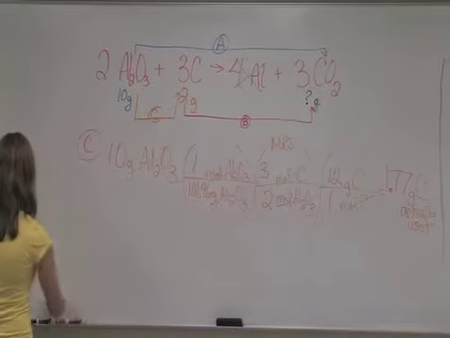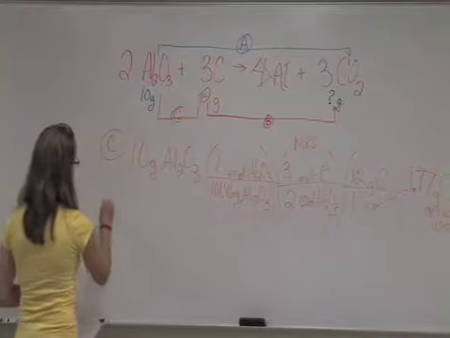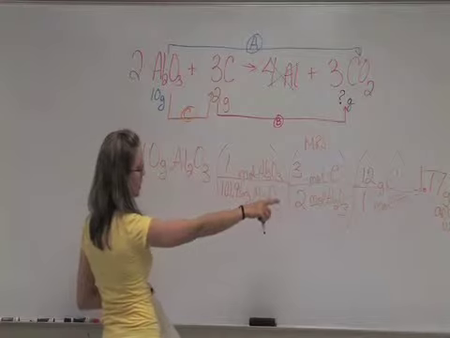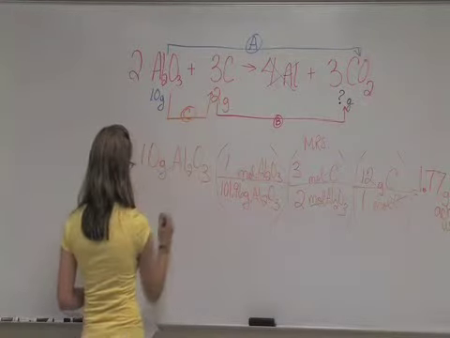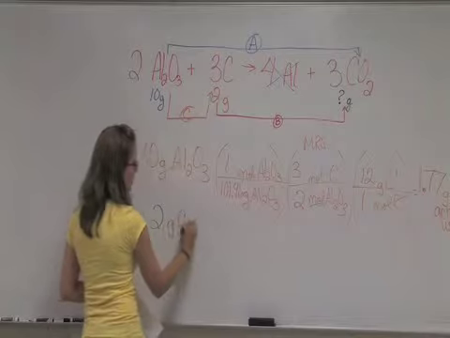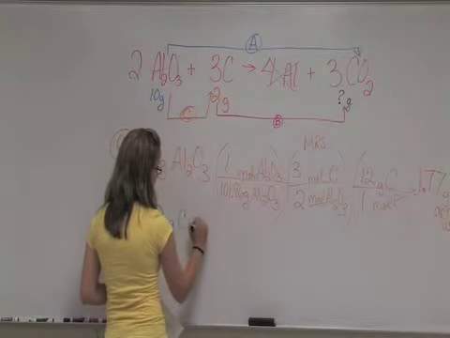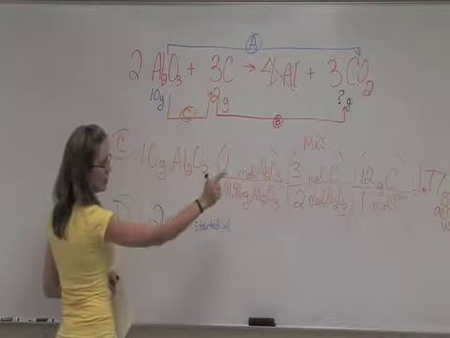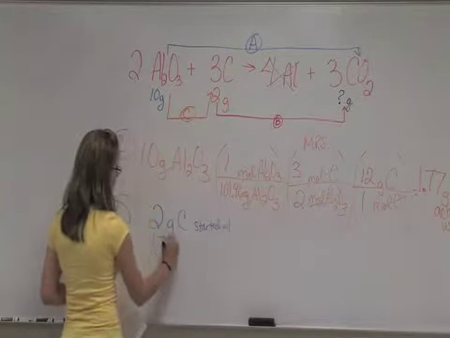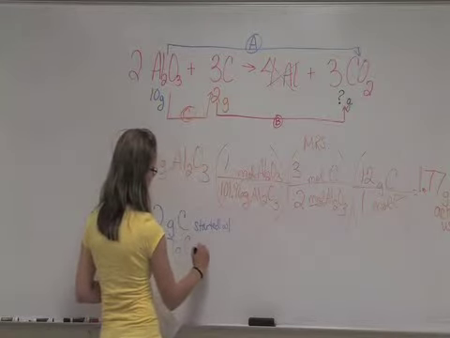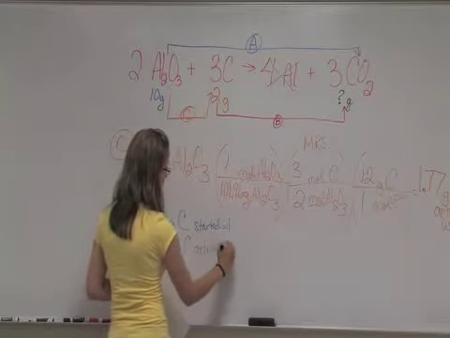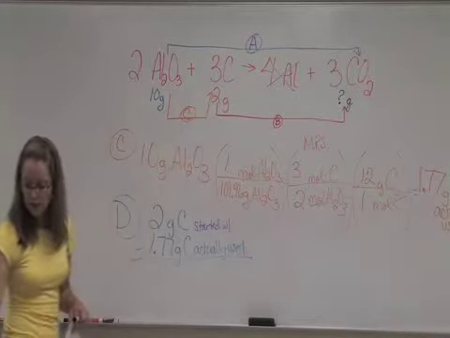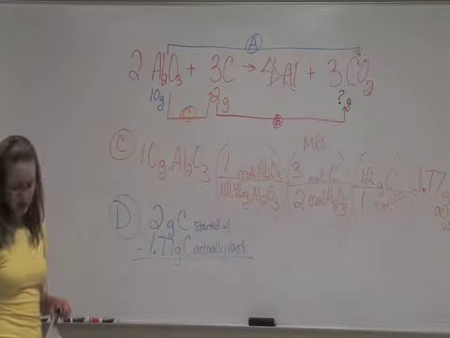And that's why we have to do a subtraction problem. So part D is the subtraction problem, where you take how much carbon you actually started with, which was the 2 grams from the problem. 2 grams of carbon from the cupboard. And we only used 1.77 grams of carbon. So you subtract those to figure out how much you actually have to put back in the cupboard.